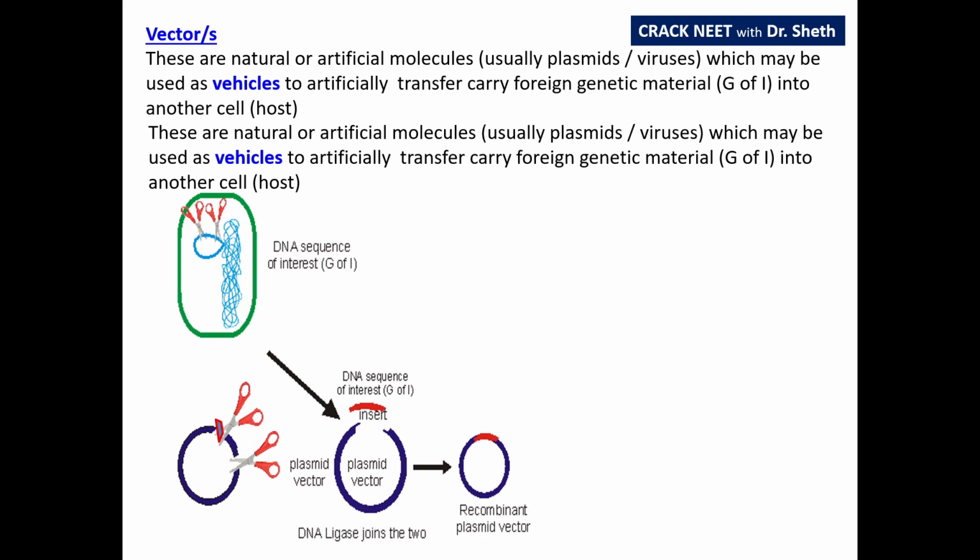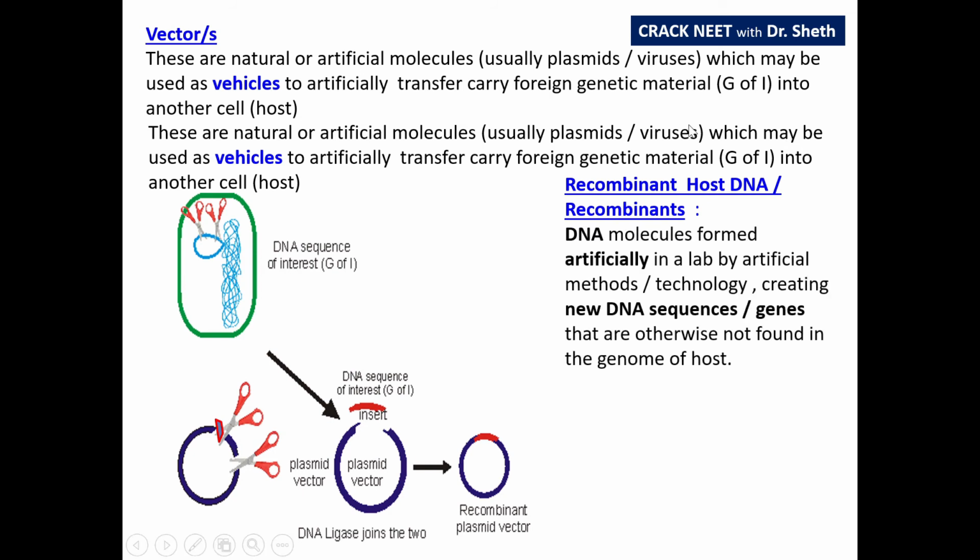If you use such a vector for bringing about transformation, then the process sometimes becomes easier, because all genes may not directly enter the host organism. Sometimes they may require vectors. Now, what is a recombinant host DNA, or what are recombinants? These are DNA molecules formed artificially in a lab by artificial methods or technology, creating new DNA sequences or genes that are otherwise not found in the genome of the host.